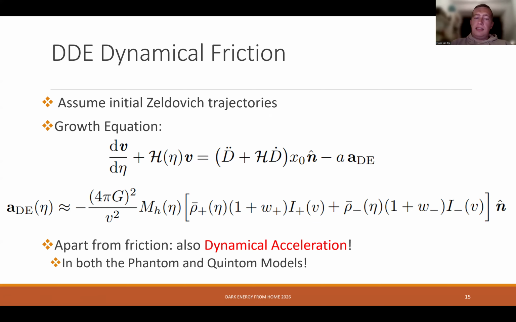And important to note here is that apart from friction, we also have dynamical acceleration. Because in the phantom model, we have rho minus is negative, so the minus fluid, and also both the w plus and w minus are smaller than -1. So we have one friction fluid and one acceleration fluid. And in the quintom model, both energy densities are positive, but one of the equations of state is larger than -1. So this becomes a friction fluid and this becomes an acceleration fluid, opposite to what we had before and analogous to what we saw in the scale-dependent bias.